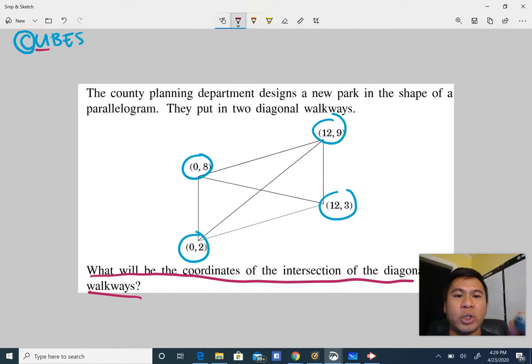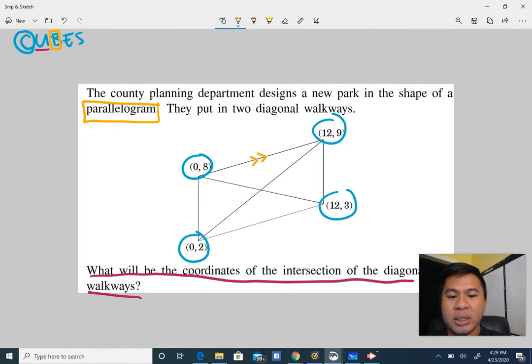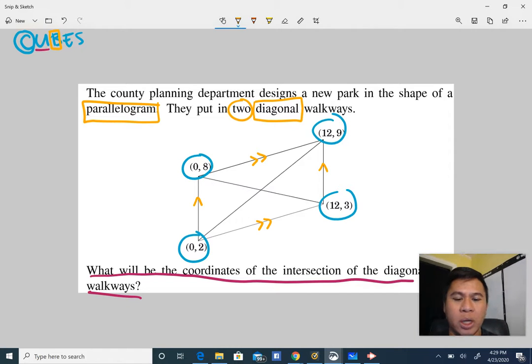After that, we're going to box the keywords. So this is a shape of a parallelogram, which means that opposite sides are in fact parallel to each other. And that's the symbol for parallel sides. And they put the 2 diagonal walkways. So that's a number 2. And the question will be the intersection of the diagonals, where it will be.